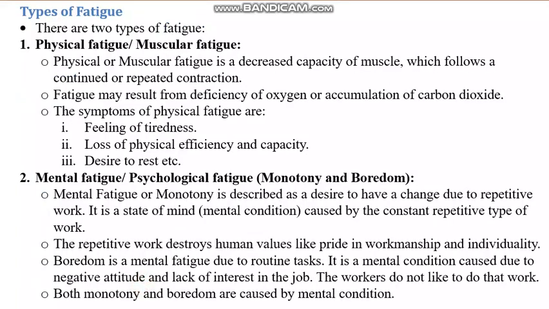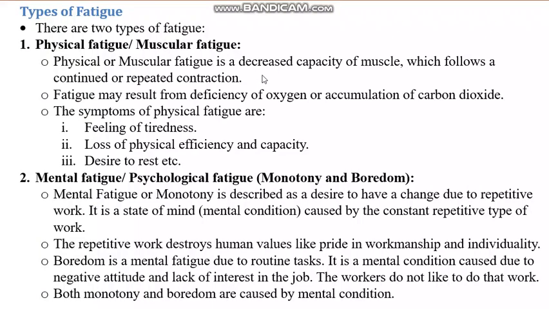Then now, types of fatigue. When you're talking about types of fatigue, there are two types. One is physical fatigue, and the other one is mental fatigue. One is concerned with the body, the muscles, and the other one is connected with the mind, that is the psychological fatigue.